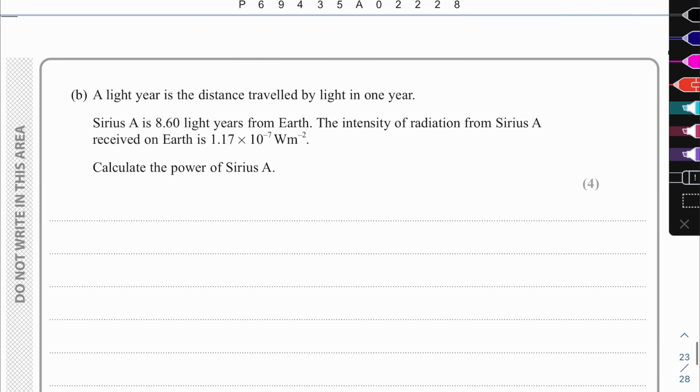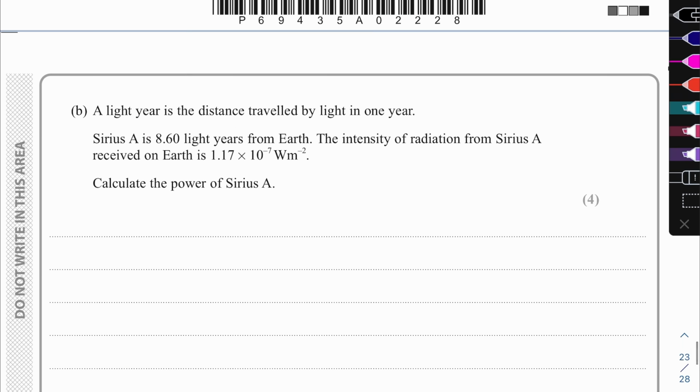A light year is the distance traveled by light in 1 year. Sirius A is 8.6 light years away from Earth. The intensity of radiation received on Earth is 1.17 times 10 to the power of negative 7. Calculate the power of Sirius A. So first, let's look at the equation. It's I equals intensity equals power over area. So power equals IA.